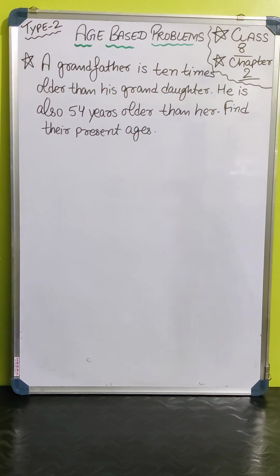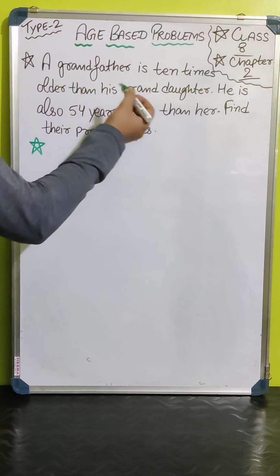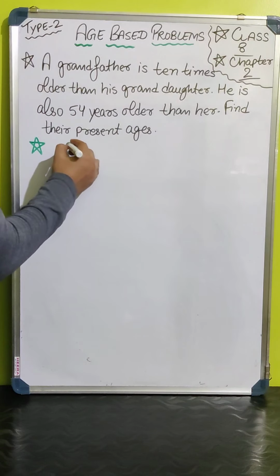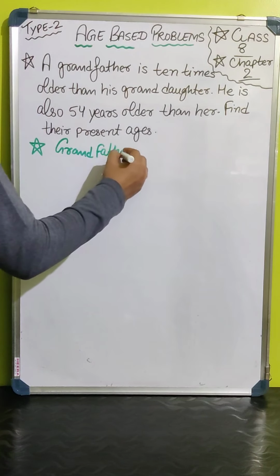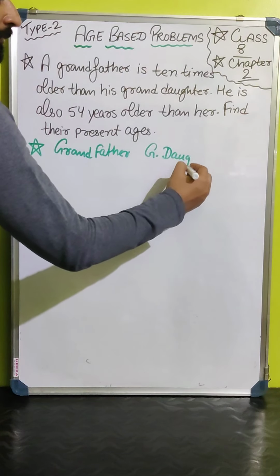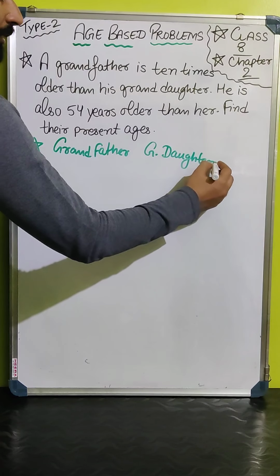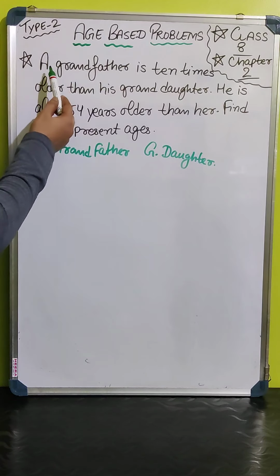A grandfather is 10 times older than his granddaughter. He is also 54 years older than her. Find their present ages. First of all, what we will do? There are two persons. One is the grandfather and the second is the granddaughter. Now read the first line carefully.